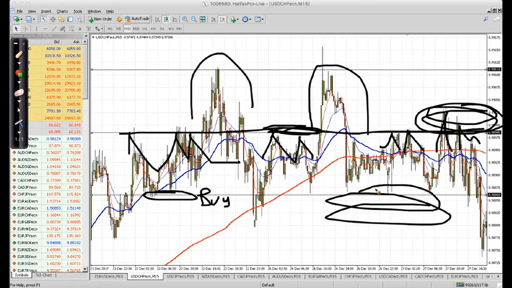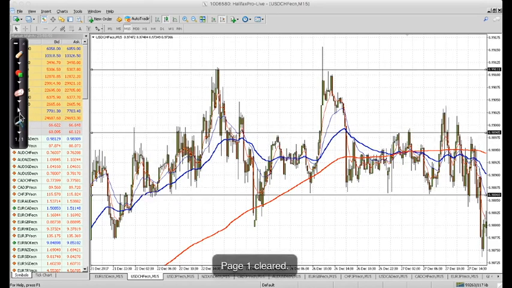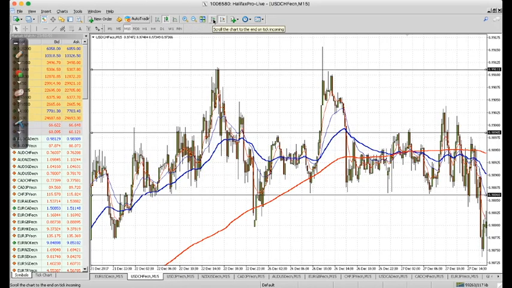So hold on to your horses for now. Just understand the concept of how to draw these lines. That's all you need to know now. Don't worry too much about the exact entry point, the exact exit point. That will be later in the course. For right now, it's just knowing how to draw these levels.